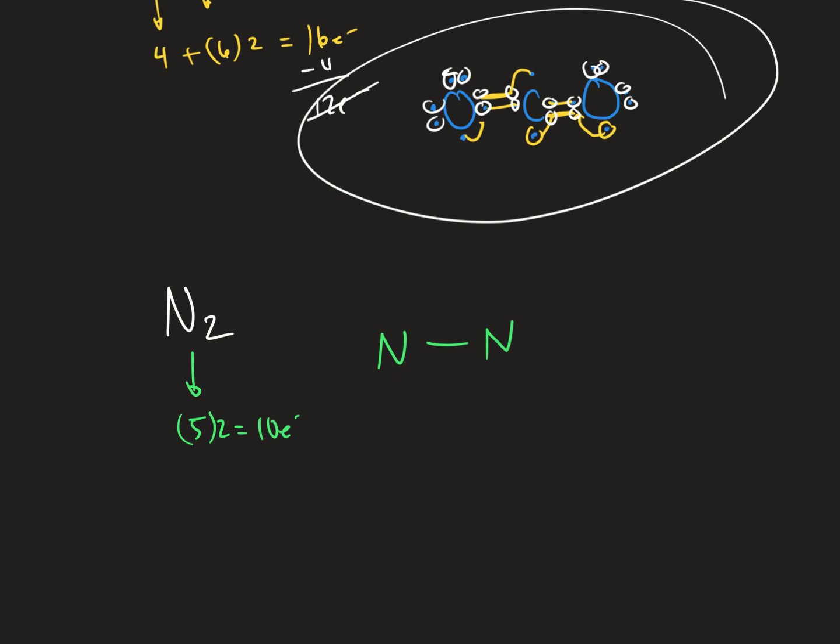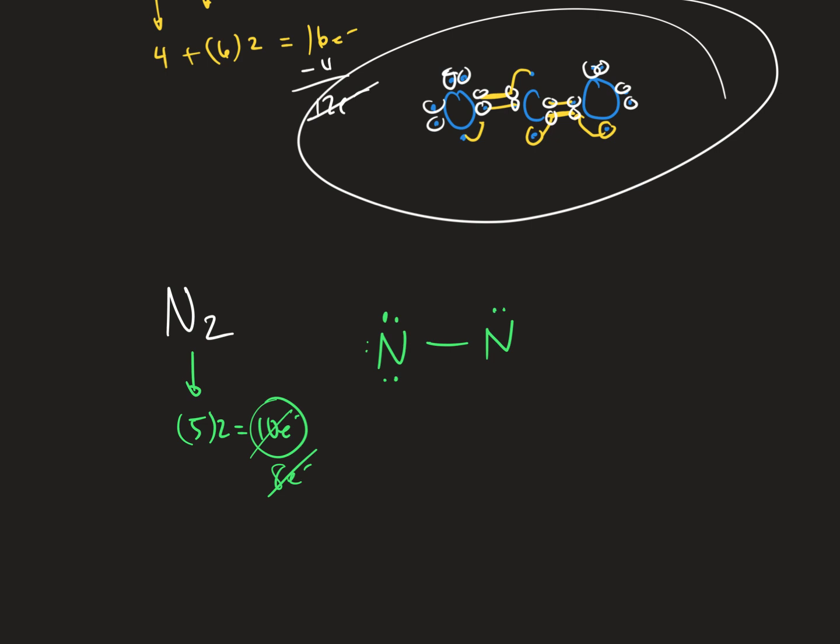Let's work it out. We have 10 electrons. Did you guys all count 10 electrons? How many did we use so far? 2, so we have 8 left. Put them around the nitrogens. 2, 4, 6, 8. We don't have any more.